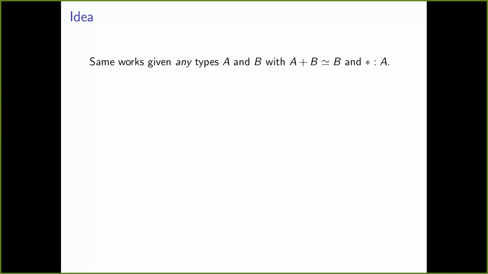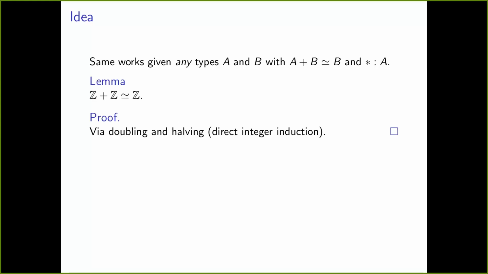Okay, but in our setting, we don't have the naturals. So what do we do instead? The same thing works whenever you have two types, A and B, with an equivalence A plus B to B, and a point of A. There was nothing special about 1 and n in the previous step. So how do I instantiate this then? Well, you prove that Z plus Z, I mean, that's kind of the only type you have available, is equivalent to Z.